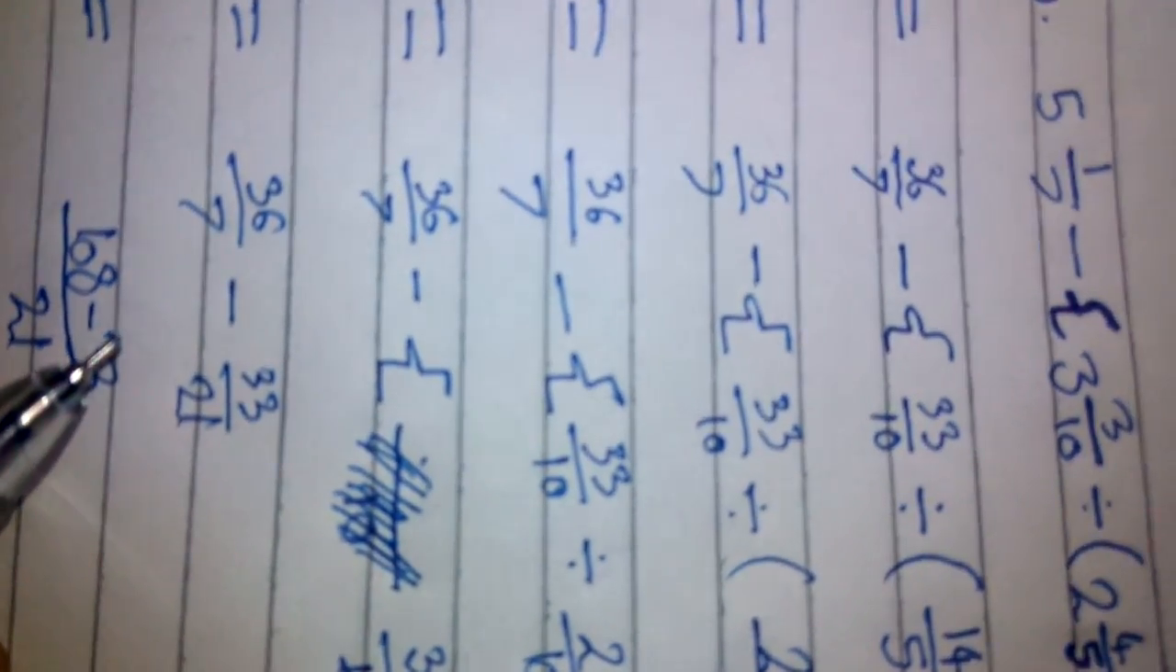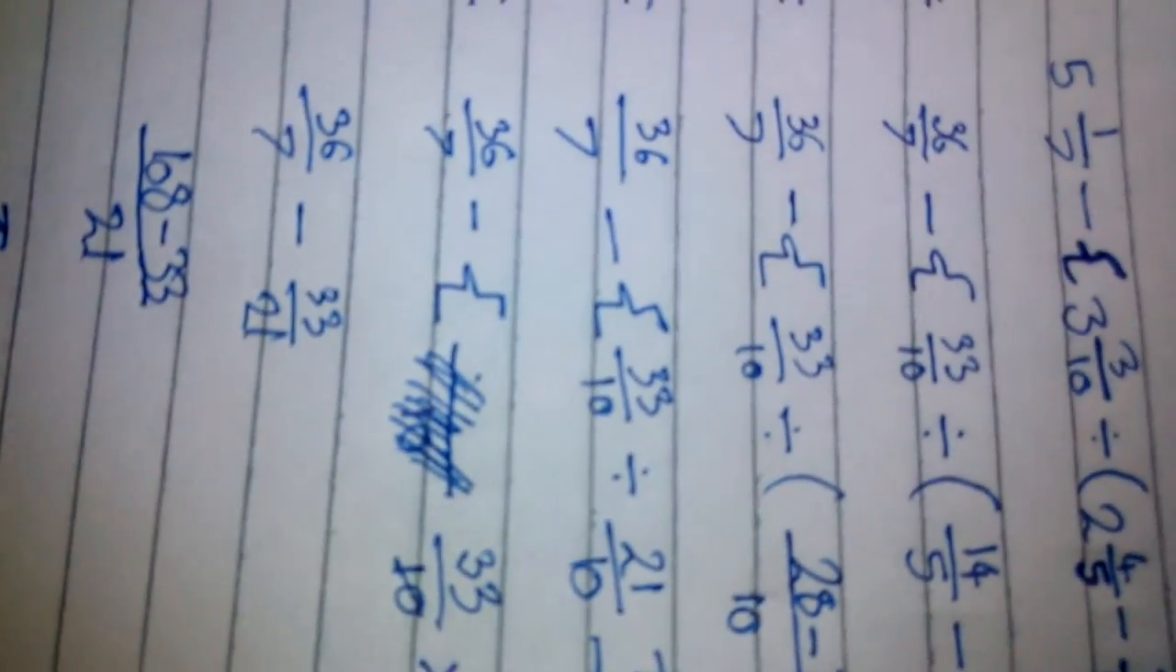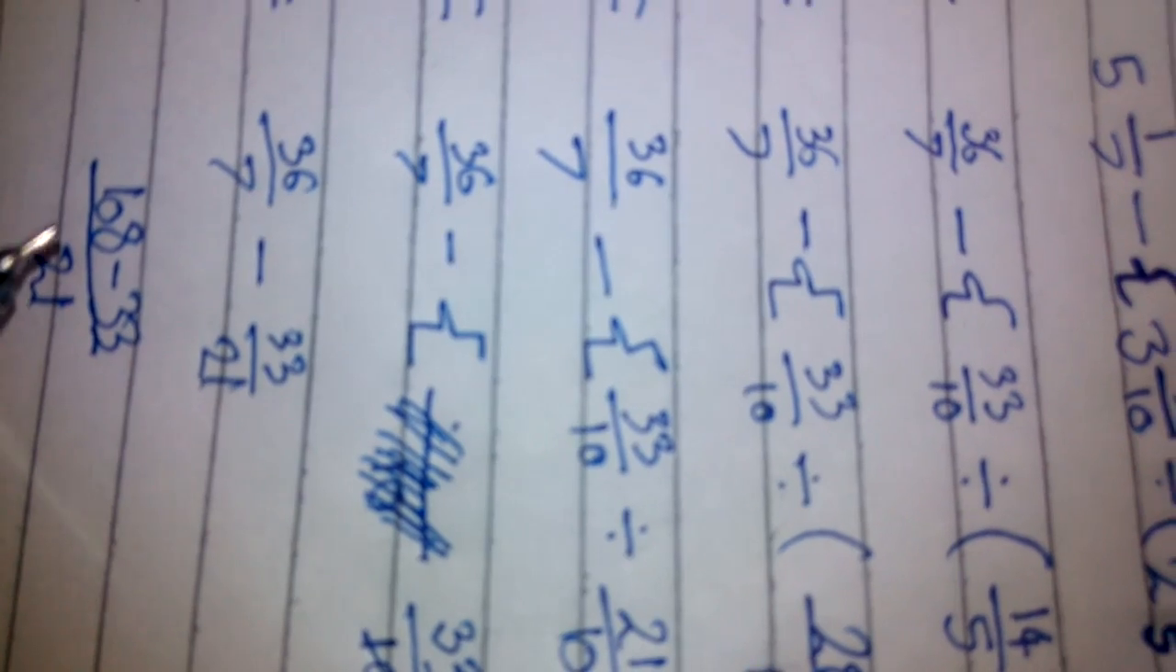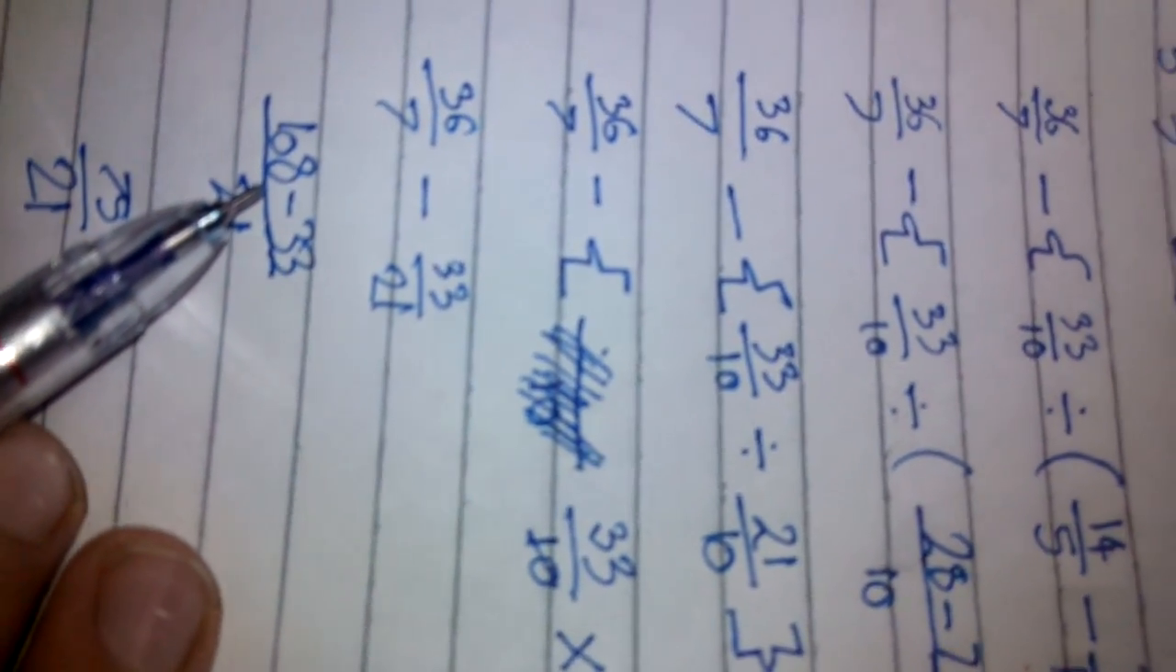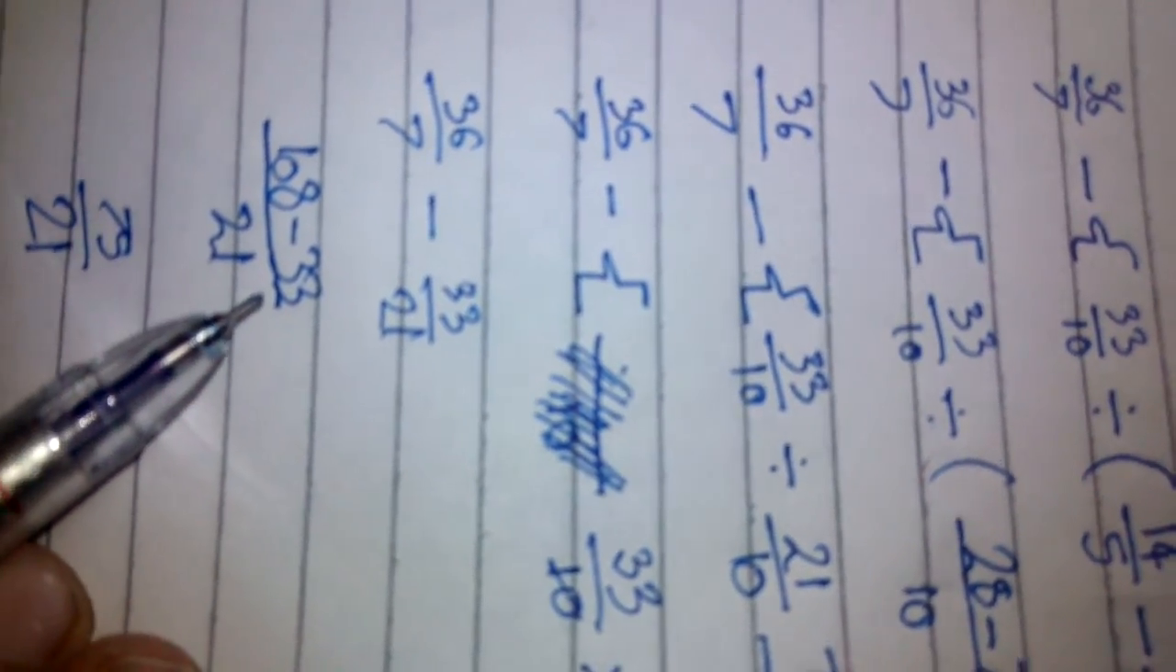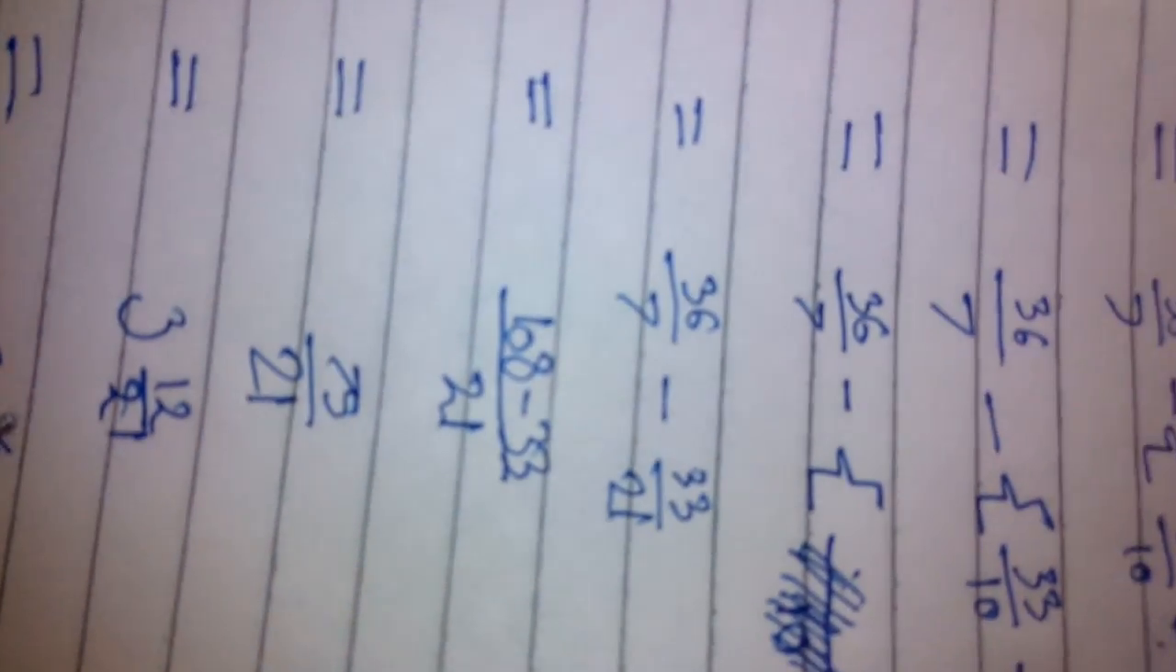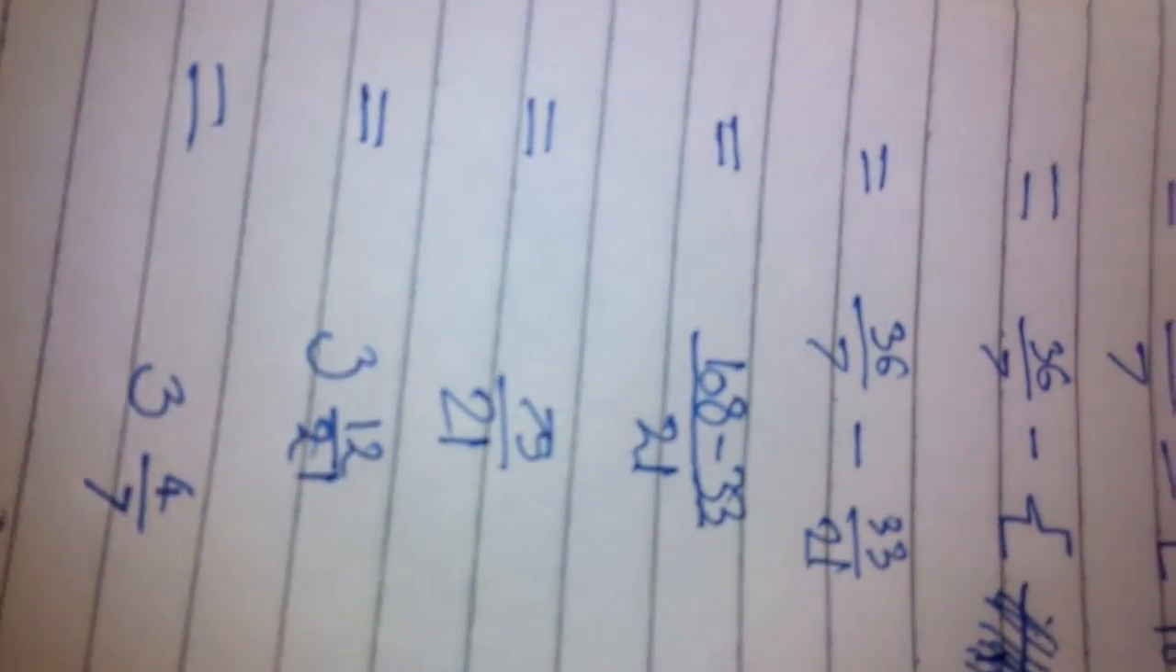Next, 36 by 7 and 33 by 21 was left, and what we had to do is find the difference. Okay, so I took the LCM, it was 21, then I divided 21 by 7, it was 3, and 36 into 3 is 108, and 21 by 21, of course, 1, so this will remain the same, 33. The answer after the calculation was 75 by 21. Then I further divided it, and its next form was 312 by 21, and then I converted it to its simpler form, 34 by 7, because 12 when divided by 3 is equal to 4, and 21 when divided by 3 is equal to 7. So the answer was 34 by 7.